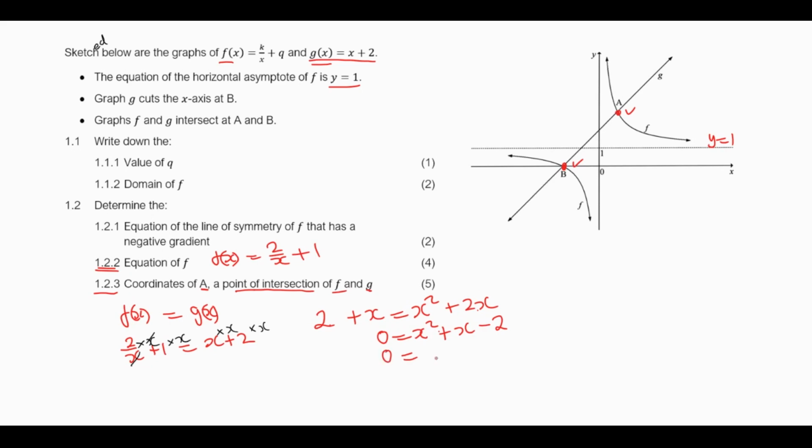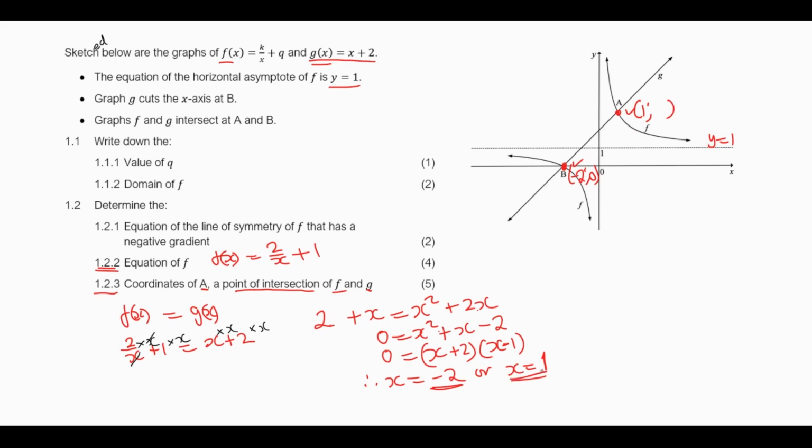Let's just factorize there. So x plus 2, one of the brackets, and x minus 1. Therefore, x is equal to negative 2 or x is equal to positive 1. So now, this confirms that our answer is correct, because remember, we found that the coordinates of B are negative 2, 0. So it means the x coordinate of A is 1, but we need to find the y coordinate of A.